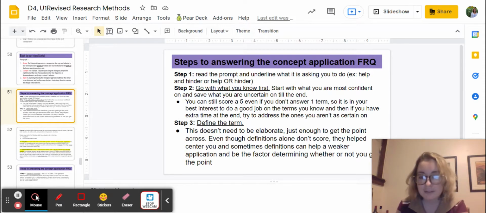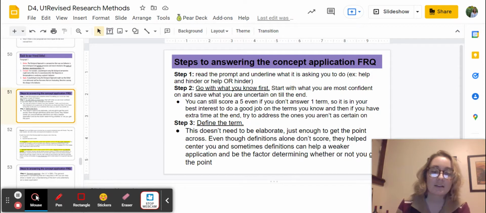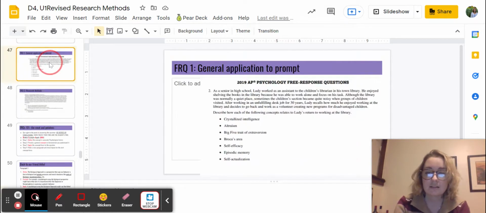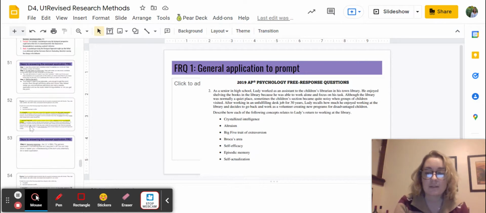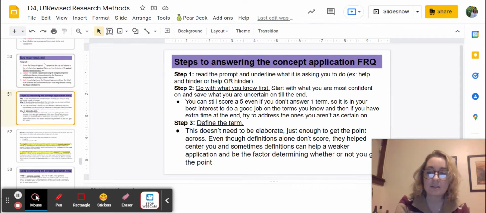Some good tips: read the prompt and make sure you're looking at what it's asking you to do. Like I said, go back, and this one is just saying describe how the concepts connect to Ludi's return, right? Make sure you know what it's asking you to do, because sometimes it is asking you different things. Sometimes it's saying explain how each of these terms would either help or hinder the person in this scenario, right? And that's different than just connect or apply the terms. It's asking you to do something more specific. So make sure you know what it's asking you to do.